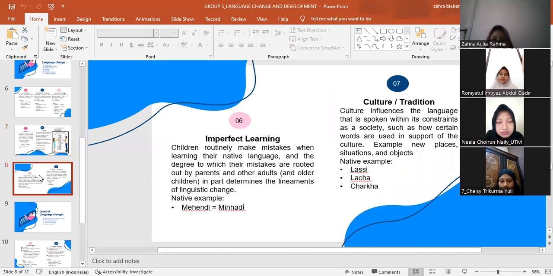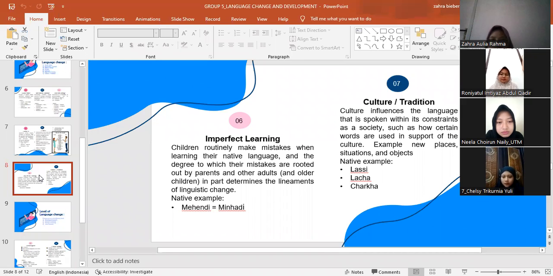The next one is imperfect learning. Children routinely make mistakes when learning their native language, and the degree to which their mistakes are rooted out by parents and other adults, the elder children, in part determines lineages of linguistic change. The native example is Mehndi becomes Mihandi.